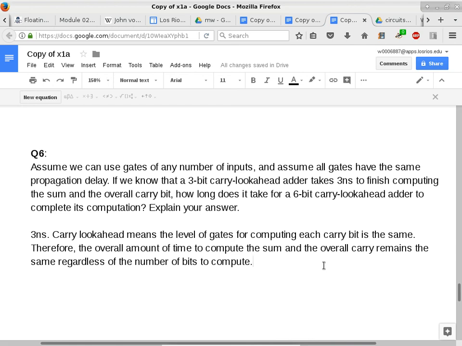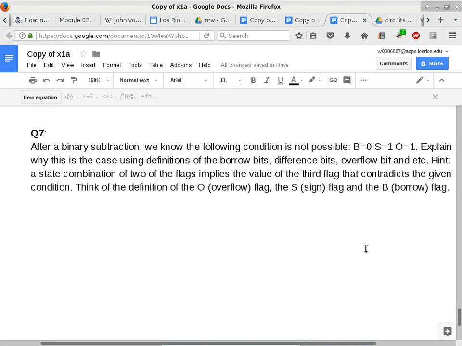All right. We're down to the last question. Number 7. After a binary subtraction, we know, oh, I like this one. I love this particular question. We know the following condition is not possible. In other words, don't even bother to think of a way to generate it. I'm telling you it is not possible. Explain why it is the case, using the definitions of the borrow bits, difference, and overflow bits. In other words, go back to the definitions because that is what's going to help you.